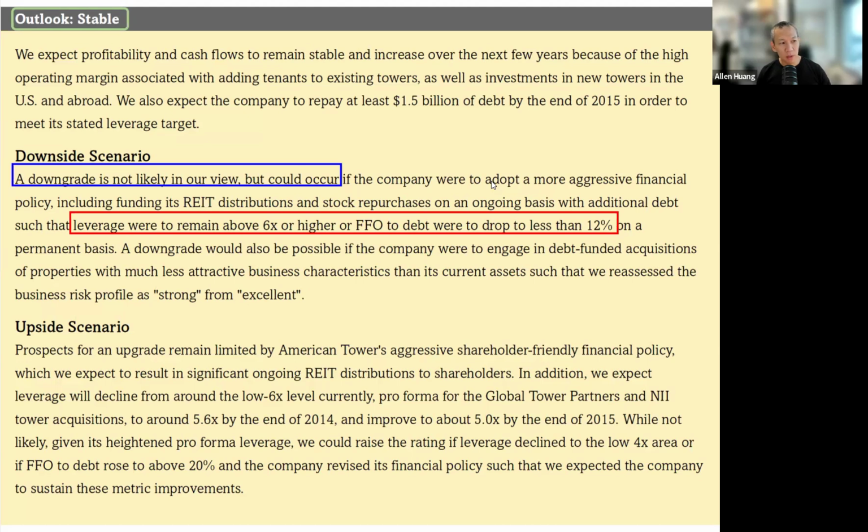In this particular downside scenario, the rating analysts discussed that they could downgrade the stock if the leverage were to remain above 6 times or higher, or FFO to debt were to drop to less than 12%. If you think about these two conditions here, and by the way, feel free to interrupt me if you have any questions, either unmute yourself or raise your hand. I would call out. I don't need any uninterrupted time here.